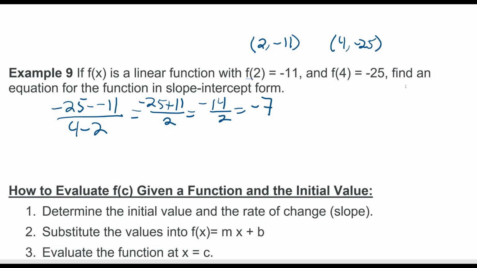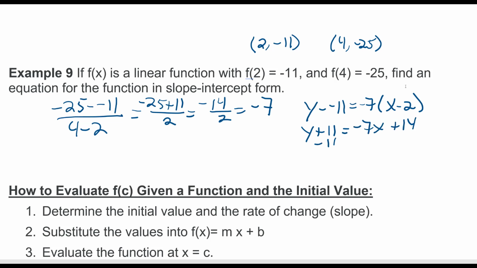So pick a point. I'll pick the smaller numbers here. This (2, negative 11). So it'd be y minus negative 11 equals negative 7 times x minus 2. So y plus 11 equals negative 7x plus 14. If I subtract 11 from both sides, y equals negative 7x plus 3. There we go.